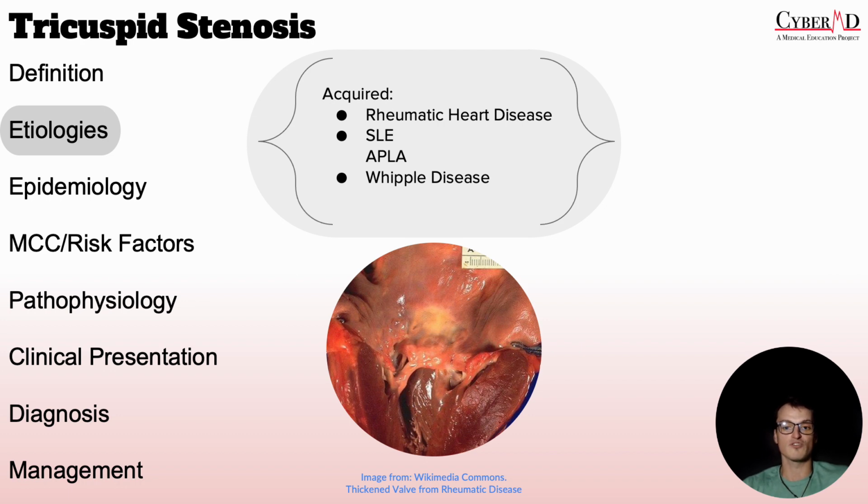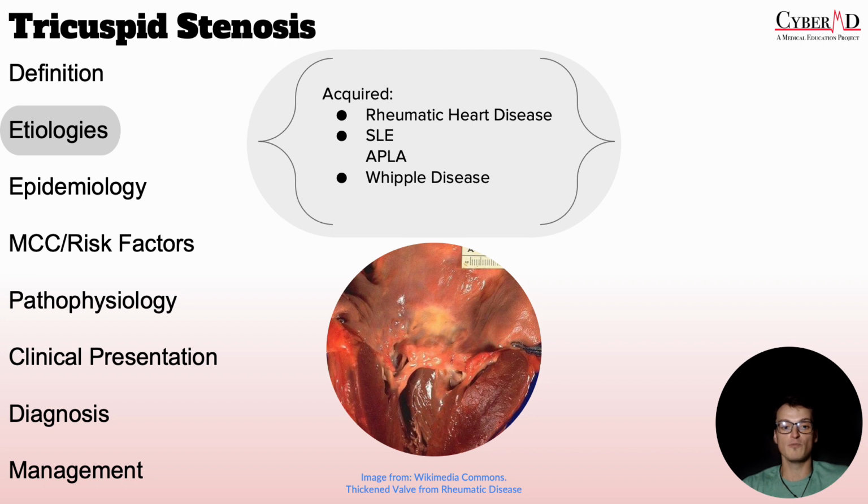In carcinoid syndrome specifically, it results from fibrous plaque deposition due to the vasoactive substance that is released in that syndrome, but we'll discuss all that again later. Whipple disease is an acquired infectious source of tricuspid stenosis. In Whipple disease, I like to think of this as the bacteria itself covering the valve and causing the stenosis.